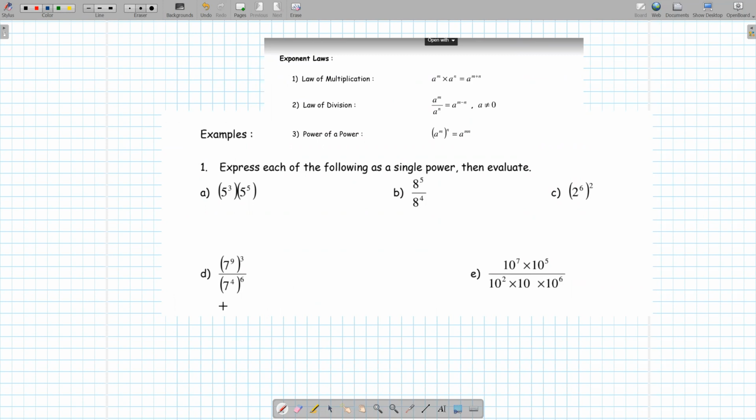They're being multiplied, okay? If you have multiple brackets, then those brackets are being multiplied. So what's the answer to A? It's going to be 5 to the power something. 5 to the power of 8. Yeah, easy, right? B. 8 to the power of 1. Yeah. C.